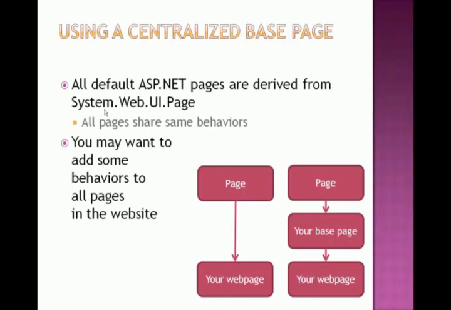So in general, our pages look like the picture, or the graph, to the left. They automatically inherit from the page class of the system.web.ui namespace. What we can do is create a middle page subclass called base page, and then have our web pages be derived from this base page class, and they would look like the diagram to the right.